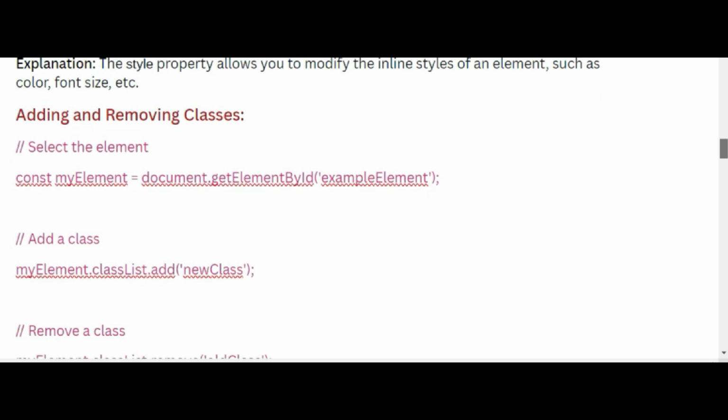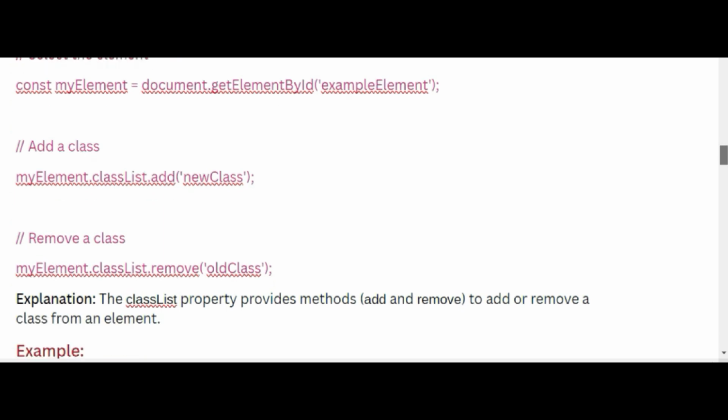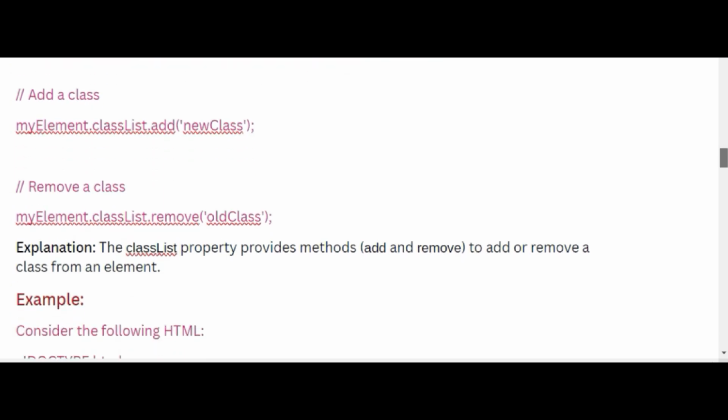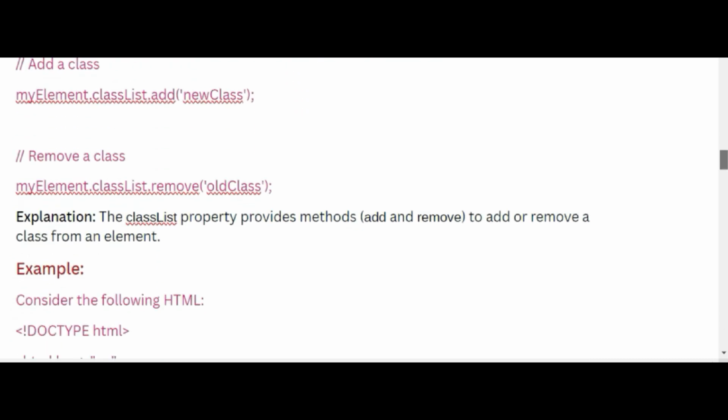Let's come to adding and removing classes. Select the element: const myElement = document.getElementById('exampleElement'). Add a class: myElement.classList.add('new-class'). Remove a class: myElement.classList.remove('old-class'). Explanation, what is the meaning of that? Adding and removing classes.